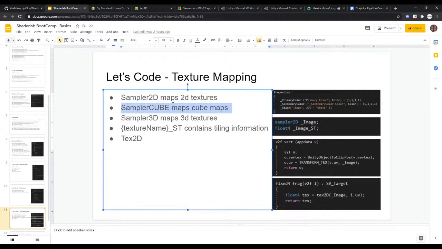Sampler cube is your cube map. You remember when you have sky maps and you use cube maps. Cube maps are also supported. 3D textures are also supported in this. So you have your 2D, cube and 3D texture, that is all sorted. But what is this, ST?